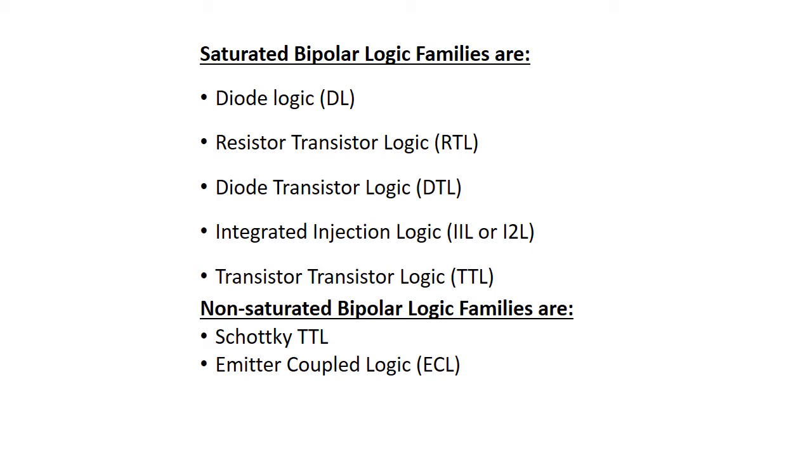In the previous slide, I explained only the three categories of saturated bipolar logic family, that are resistor transistor logic RTL, DTL, and finally TTL. But other than that, there are two other saturated bipolar families here, that is diode logic and integrated injection logic. But these two logics are outdated. That means now we are not using these two logics for the fabrication of ICs.